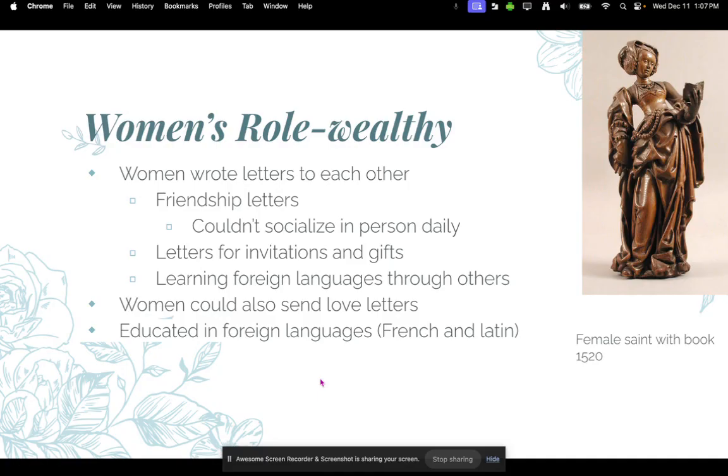So women would also write letters to each other, because they don't usually see each other or interact with each other on a daily basis. Most of the letters that historians have are friendship letters from one woman to another. There are also letters for invitations as well as gifts. They could also learn foreign languages from other noble women from across Europe. Women could also send love letters, and they were educated in foreign languages, such as French and Latin as well.